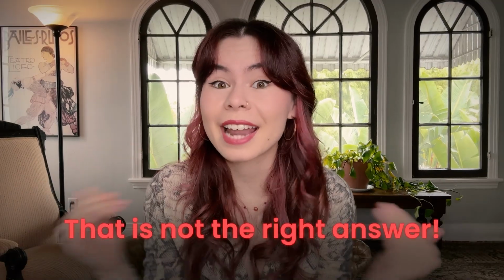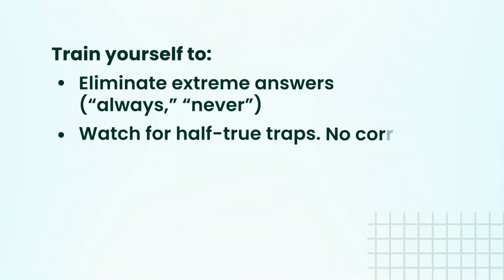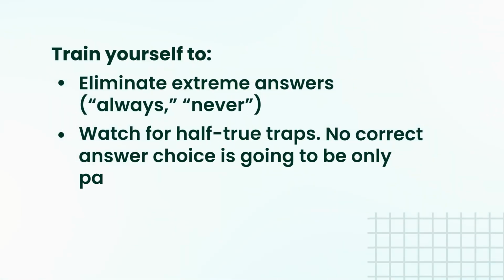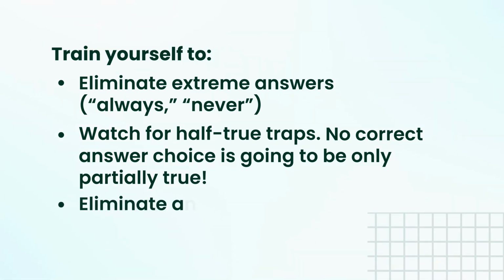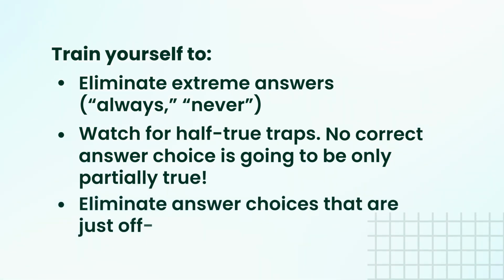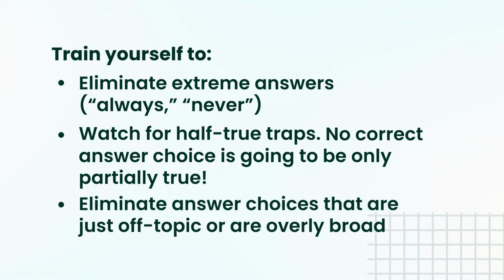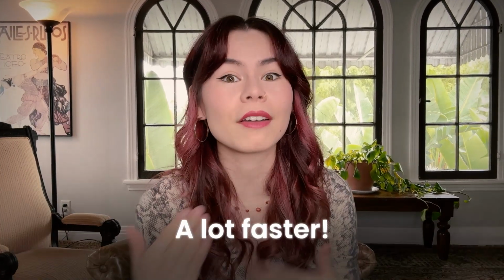If you're like, oh, well, this part of the answer, that's true, yeah, but this part of the answer, not as much, then that is not the right answer. No correct answer choice is only going to be partially true. You can also eliminate answer choices that are just off topic, or they're overly broad. By using the process of elimination, you're going to be able to figure out what the correct answer is a lot faster.